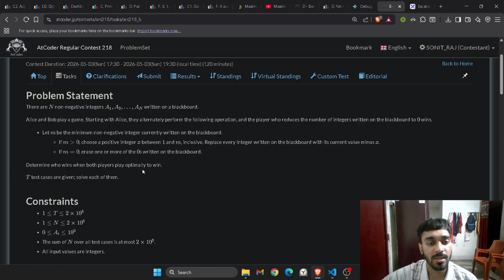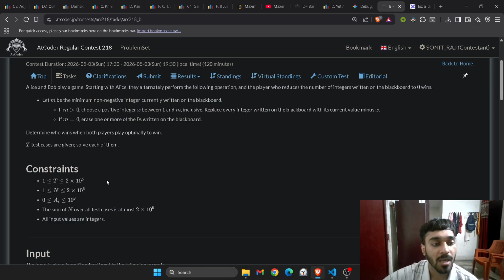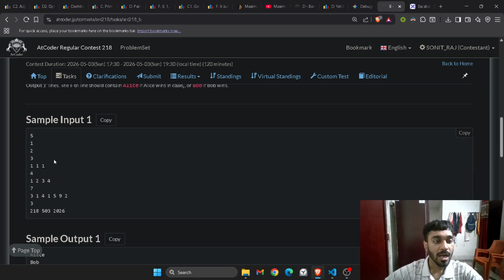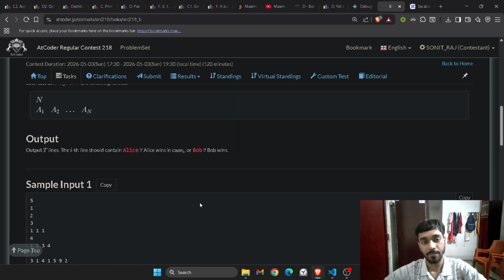Determine who wins when the players play optimally to win. T test cases are there. N is also provided and the a_i will be given. And the sum of n over all test cases is at most 2 times 10 to the power 5. So that means we can go up to an n, n root n or n log n solution. We cannot go n square. All input values are integers. This is the input format, and we have to output who will win.